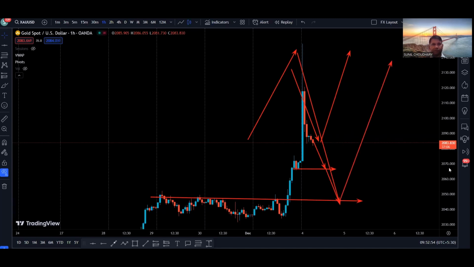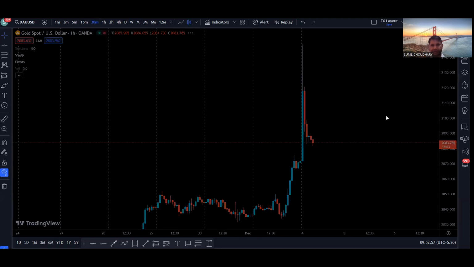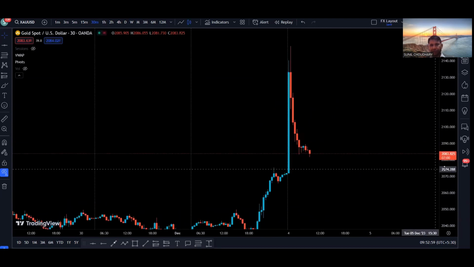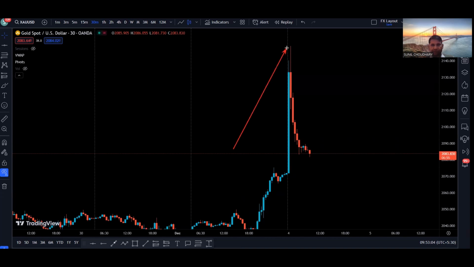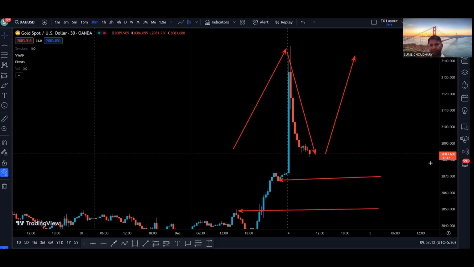Now let's go to the 30-minute time frame as well to find more details. The 30-minute time frame is also like the 1 hour time frame, where we made this move to the upside, and right now the price is retracing and trying to find support. Once we find the support, I'll be looking to take long. Next support is here and here.